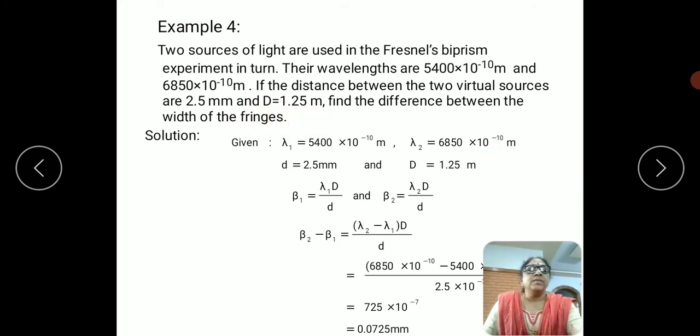So here we have to calculate the fringe width for the two sources, where lambda 1 is equal to this, lambda 2 is equal to this, the corresponding small d is equal to 2.5 mm and capital D is equal to 1.2 m. Then beta 1 is equal to this much and beta 2 is equal to this much. If you subtract beta 1 minus beta 2, we get lambda 2 minus lambda 1 into D divided by d. After substituting, we get the difference in the fringe width as 0.0725 mm.